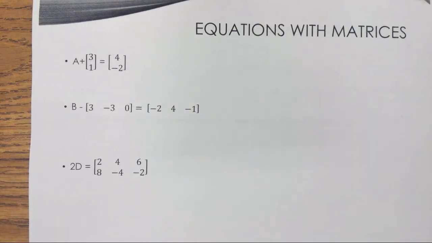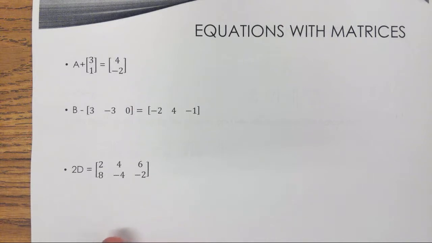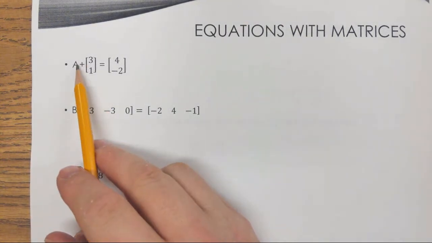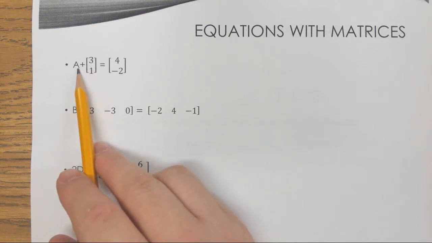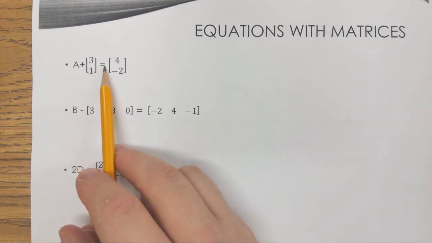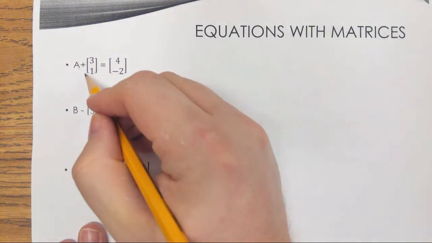Alright. You might have some equations that look like this, where I'm saying I've got a matrix and I'm adding another matrix to that matrix, and then it's going to be equal to this. Okay? Well, you want to think about this matrix just like it was any other number.